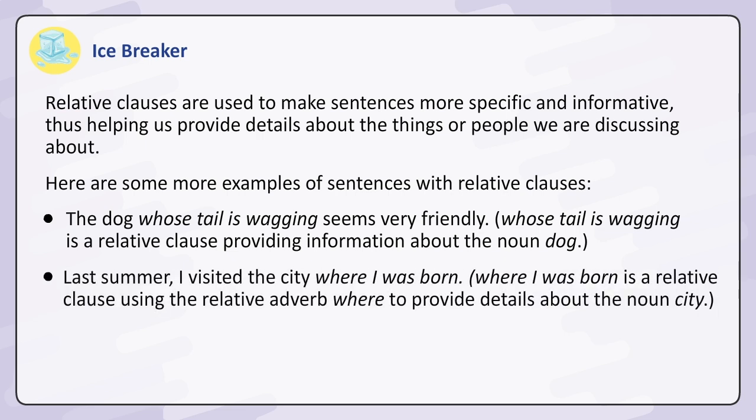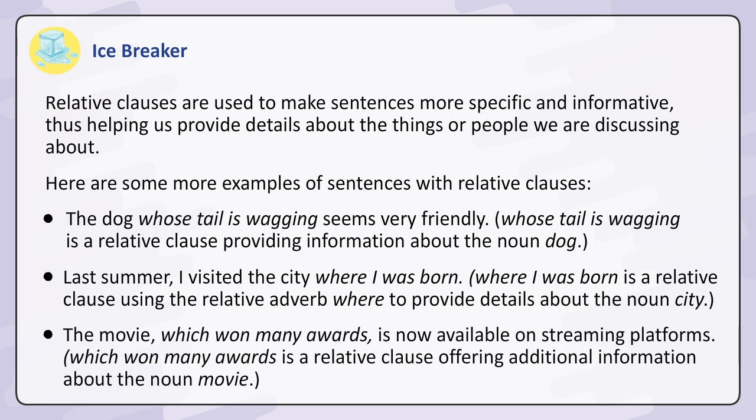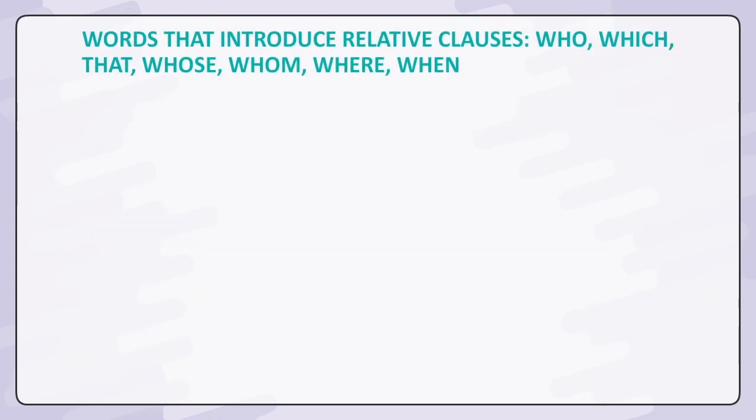Last summer, I visited the city where I was born. Where I was born is a relative clause using the relative adverb where to provide details about the noun city. The movie which won many awards is now available on streaming platforms. Which won many awards is a relative clause offering additional information about the noun movie. Words that introduce relative clauses: who, which, that, whose, whom, where, when.